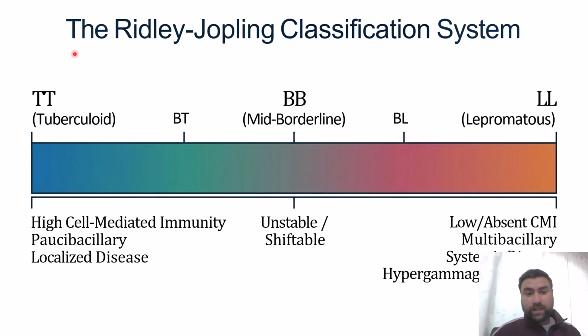Leprosy is classified according to the Ridley-Jopling classification system into two types, tuberculoid and lepromatous. Tuberculoid is seen when there is high cell-mediated immunity. It is also known as paucibacillary and there is localized involvement. But in case of lepromatous leprosy, there is disseminated disease because of low cell-mediated immunity. So there is systemic involvement.